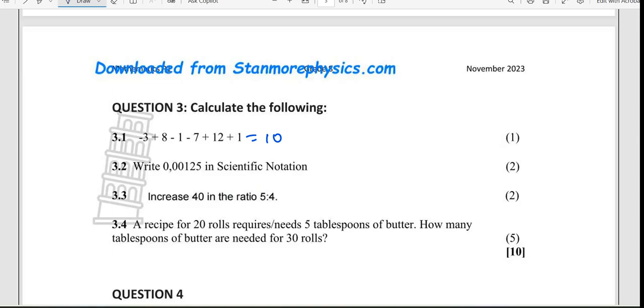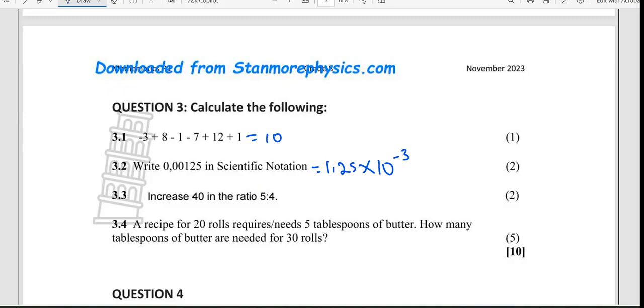3.2, write 0,005125 in scientific notation. Guys, we know if the scientific notation starts with 0,00, the exponent must be negative. We must write the last numbers we have. The answer is going to be 1,25 multiplied by 10. How many zeros do we have? 1, 2, 3. Exponent of negative 3.